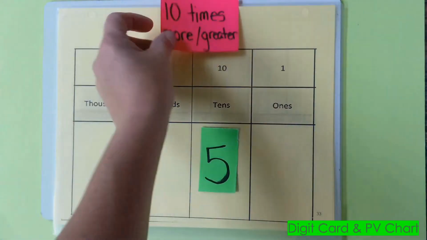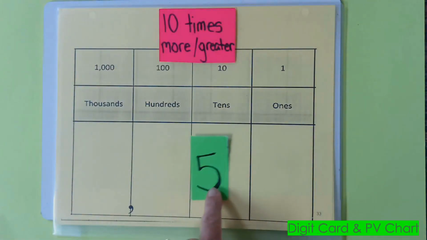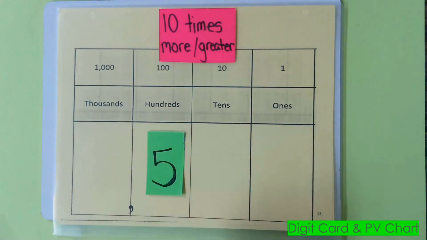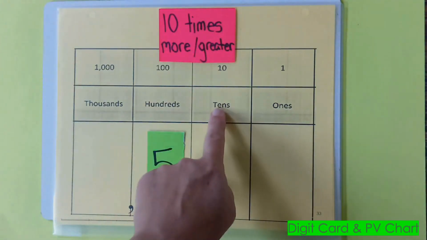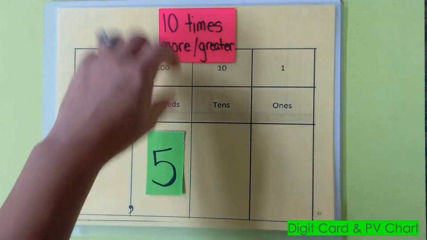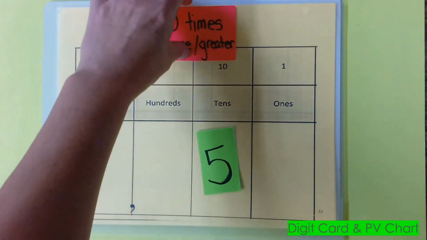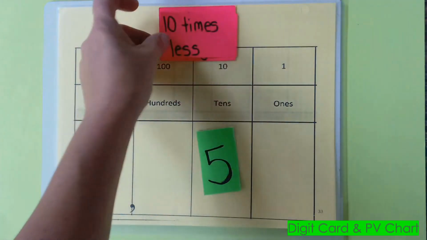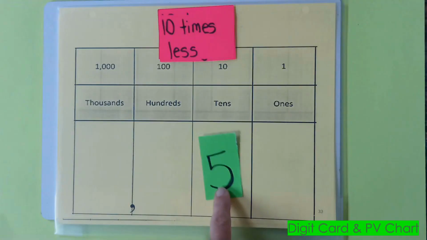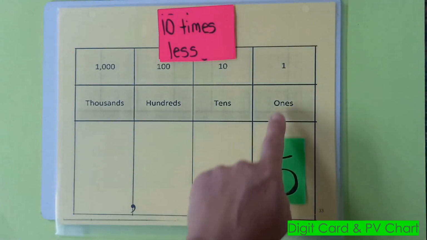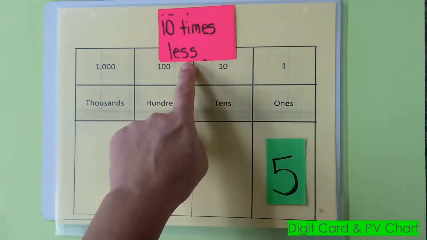Utilizing a digit card in a place value chart with directionals allows students to move the digit and actually see what's happening to the digit as it moves left and right. After each movement, you could record the new value of the digit, and you could even go back to having students write out the full sentence stem of what happened.